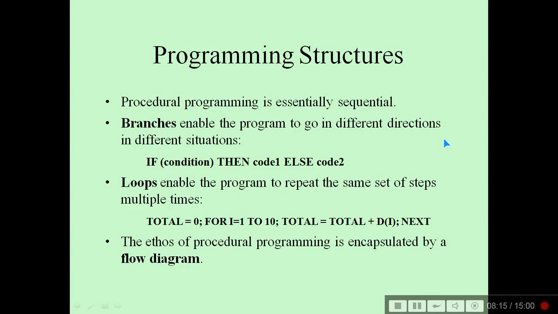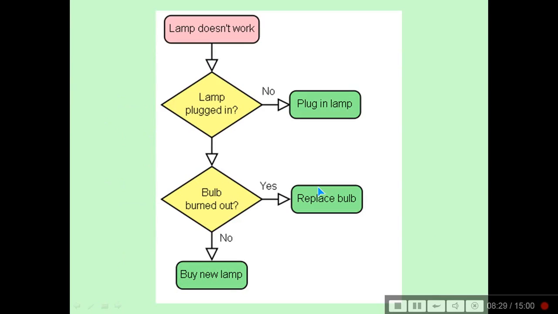Then programming structure. Procedural programming is essentially sequential, meaning one line, second line, third line, this type of thing. And we have certain if-else conditions, for conditions, looping, flow diagrams, and these programming constructs. So these are if and else looping examples: if this, then this, else this. These are the looping constructs and decision control constructs.